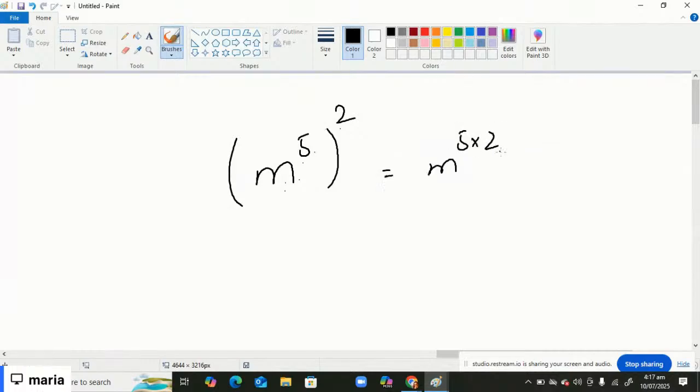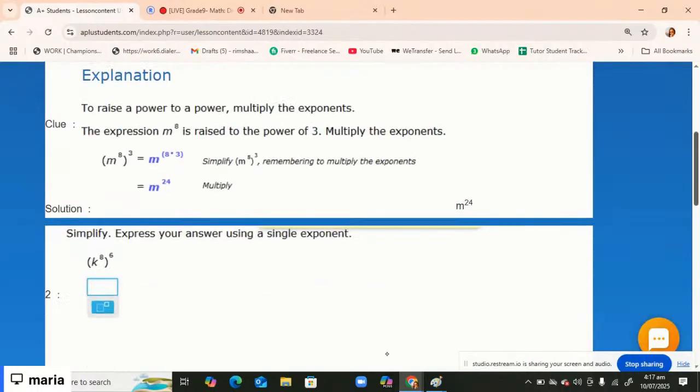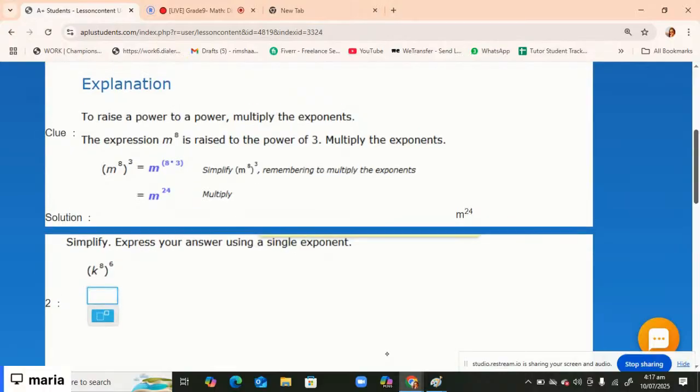5 times 2, and in this way we are getting the answer 10. So here the m power is 10, okay? So we just multiply the exponents. This is the way that we multiply the exponents.